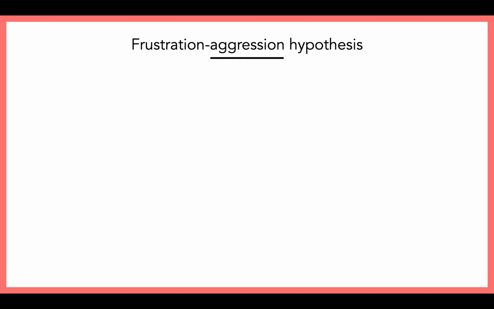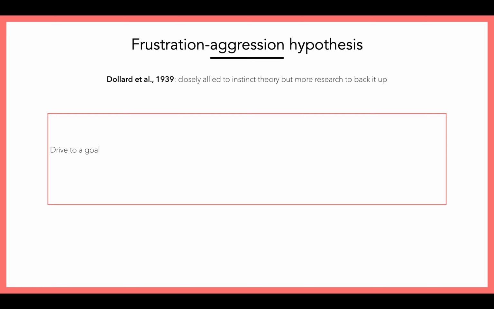Okay, so let's move on to the second theory. And this is the frustration aggression hypothesis. Okay, so it's closely allied to the instinct theory, but there is more research to back this one up. So we have a drive to a goal, and what this means is just like achievement motivation. Your arousal, you have this state of readiness, you have a drive to succeed at something.